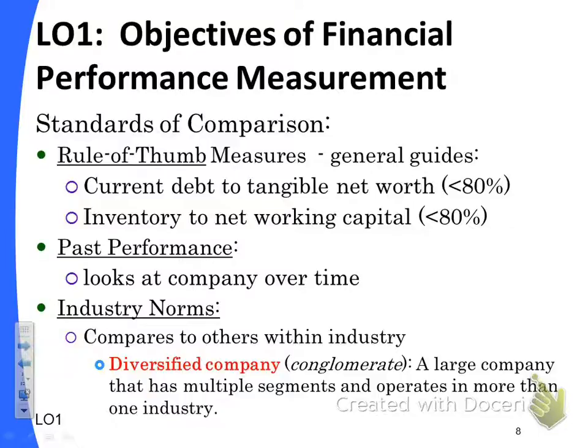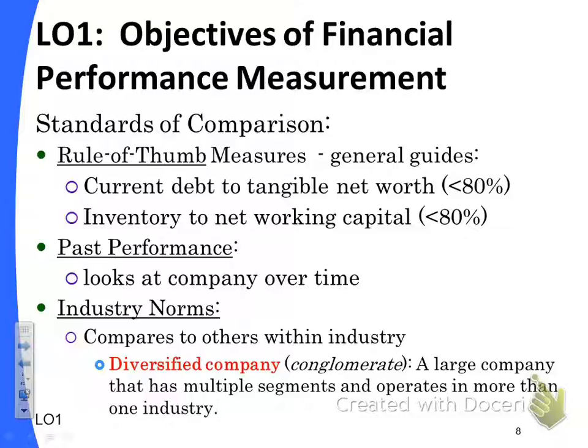GE is what we call a conglomerate. They don't operate in just one specific industry. They operate in lots of different industries. They have their turbine businesses. They have their GE Capital Finance businesses. They have household appliances, so consumer goods. So they operate in different industries.